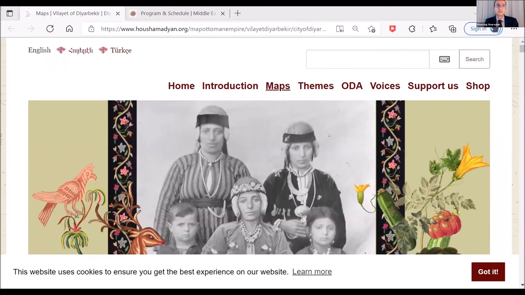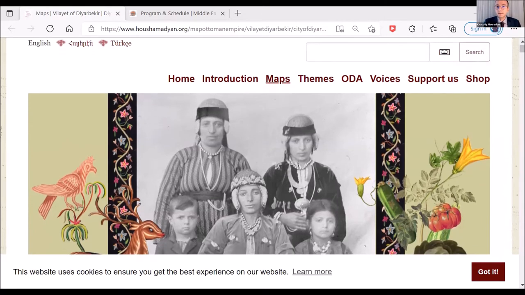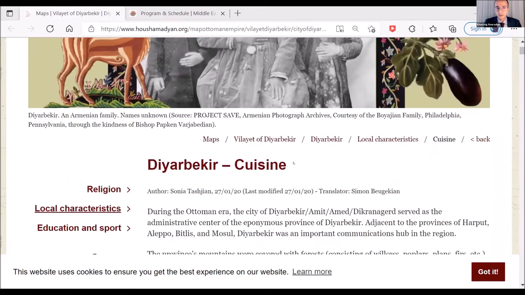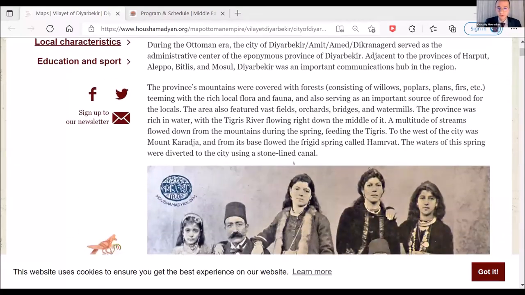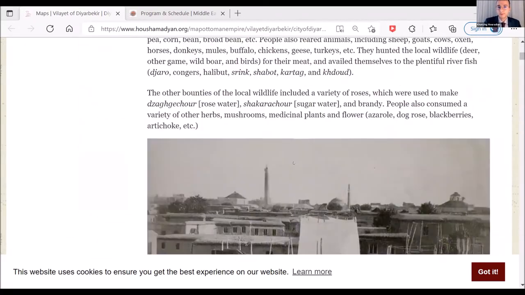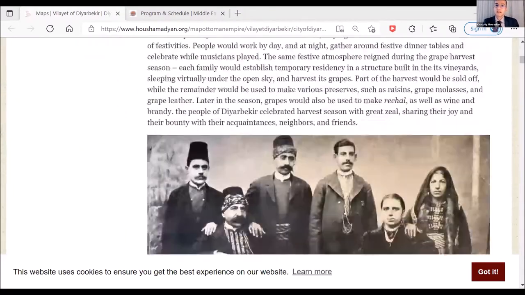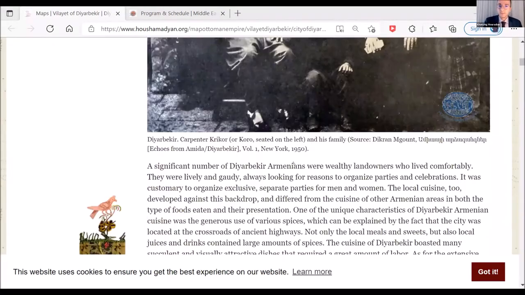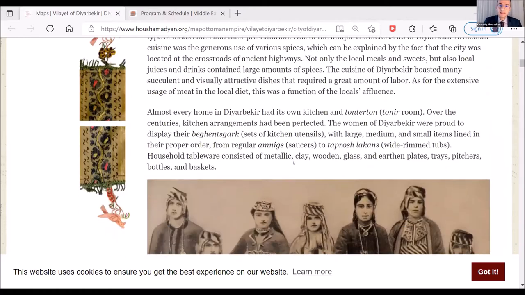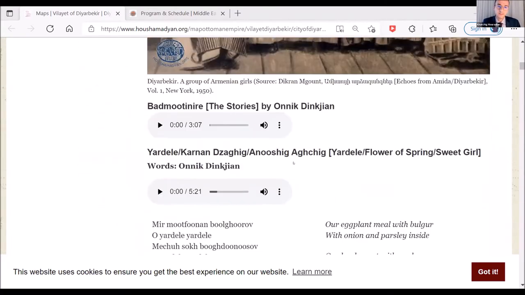So this is just a quick introduction to a website that is entirely dedicated to memorial books. What they do is they collect and present feature content on memorial books. The website is hushamadian.org. Hushamadian is the Armenian word for memorial books. And it is a rich resource for culture and tradition, and almost all of the material is brought together from the memorial book tradition and many of the sources that I have been talking about and mentioning.